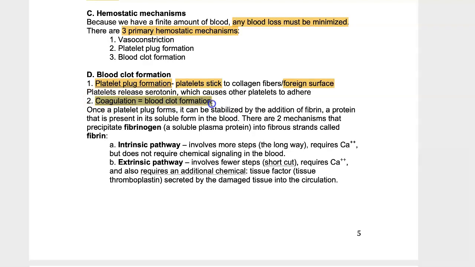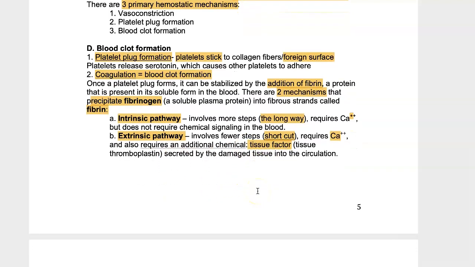What we need for that is the addition of fibrin, a protein that's always present in its soluble form in the blood as fibrinogen. There are 2 mechanisms that can precipitate fibrinogen, the soluble plasma protein, into the fibrous strands called fibrin. Those 2 mechanisms are the intrinsic pathway, which is the long way. Those steps require calcium, but they don't require anything to be added to the blood. The other process is called the extrinsic pathway. That's the shortcut. Those steps require calcium too, but they need an additional chemical called tissue factor to be secreted by damaged tissue into the blood. That will speed things up.